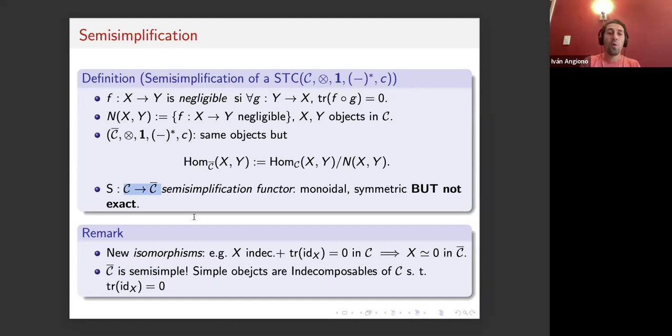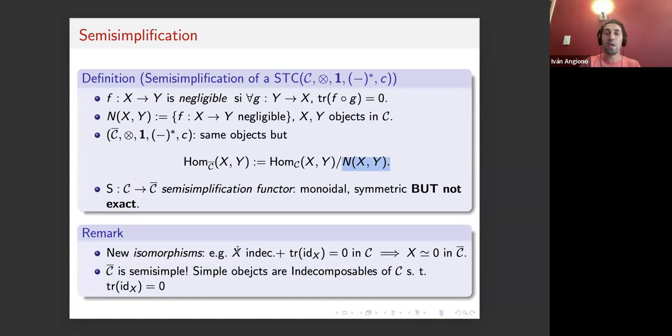Why? What we are doing now, I will say up and down, because essentially I see this as a quotient. This is the idea that C is up, C bar is down. Essentially, as we are removing many maps, some which are not isomorphisms up become isomorphisms down. Some objects which up are not zero, down they are zero. And this is the main problem for the exactness, essentially.